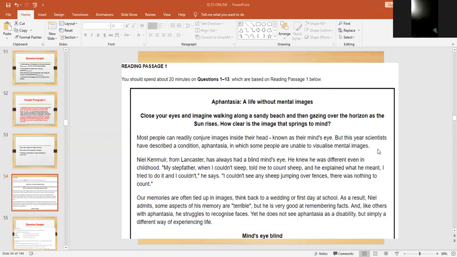Okay, so this is it. This passage is saying, close your eyes, imagine walking along a sandy beach and then gazing over the horizon as the sun rises. How clear is the image? Irrespective of the distraction that the writer has created, how clear is the image?